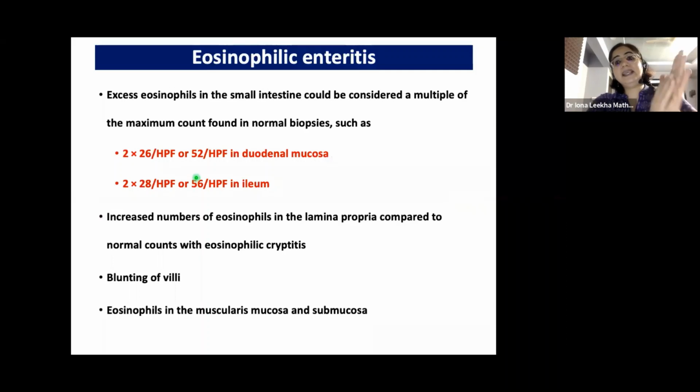So basically, what they have said is that excess eosinophils in the intestine could be considered as a multiple of the maximum count found in a normal biopsy. For example, in the duodenal biopsy, if the normal eosinophil count is around 26, then we have to see double. Same thing in ileum, but these are not absolutes. Along with that, you have to see clustering of eosinophils and presence of eosinophils within the crypt epithelium. They can be seen within the lumen, and also in the muscularis mucosa and submucosa. You have to make a diagnosis of eosinophilic enteritis in correlation with the clinical picture.